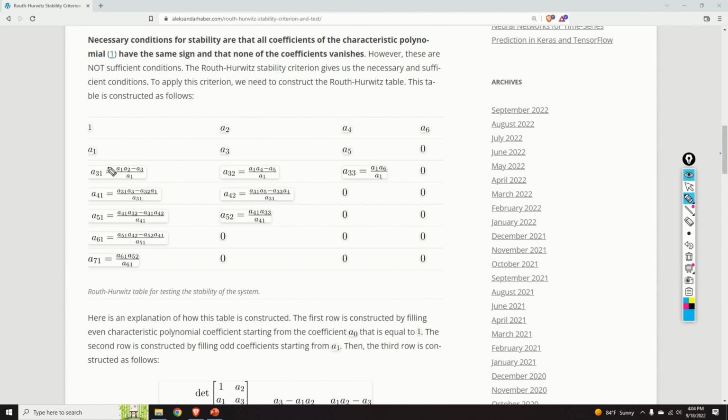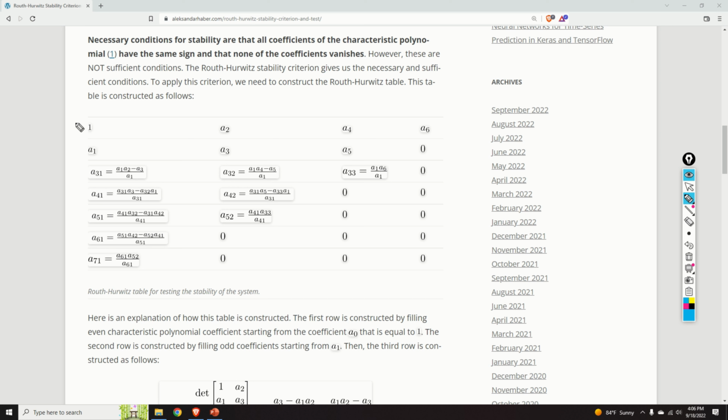Okay, so let's go back to our table. First, we identify the entries belonging to the first column. Here are the entries. The Routh-Hurwitz stability criterion states that this system is stable if all entries have the same sign. Also, the Routh-Hurwitz stability test can tell us how many poles are in the right half of the complex plane by inspecting the sign changes of the entries belonging to the first column.